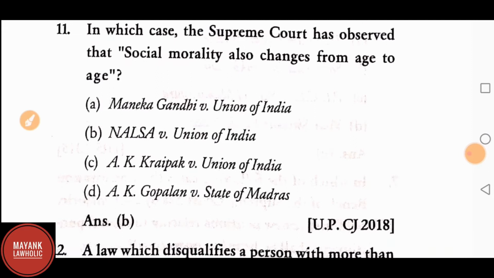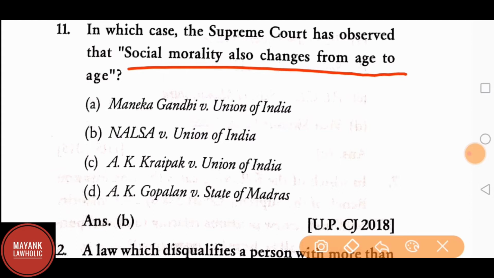Question number 11. In which case the Supreme Court has observed that social morality also changes from age to age? Option A. Maneka Gandhi versus Union of India, B. Nalsa versus Union of India, C. A.K. Kraipak versus Union of India, D. A.K. Gopalan versus State of Madras. The answer is Nalsa versus Union of India.